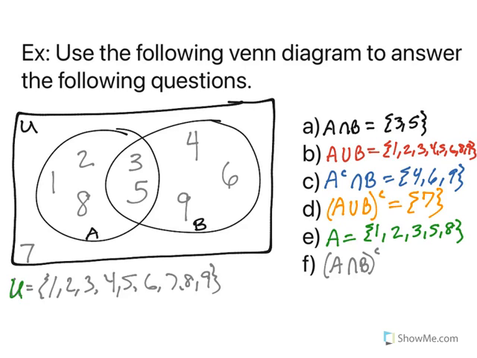And last but not least, the letter F, A and B complement. We found A and B in letter A, which was 3, 5. So the complement of that would be everything else: 1, 2, 4, 6, 7, 8, 9. Again, it helps to know what the universal set is so that you can deal easily with the complements.